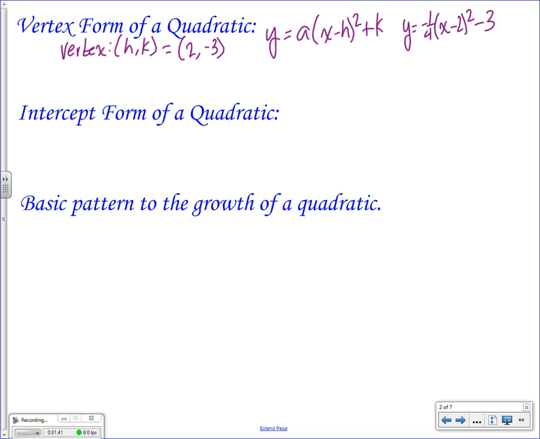The inside changes. This is supposed to be positive h, and it's negative h in here. It's just going to be the 2. So it changes signs. Okay? So the inside changes, and the outside stays the same.